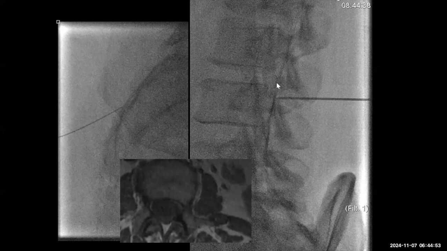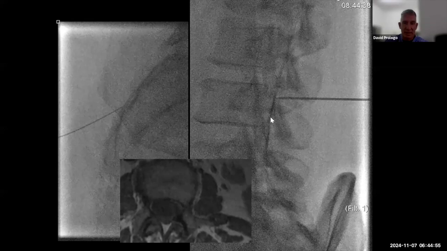This is what it looks like in the steep oblique position. This is an important image. This is contrast in this space going up and down. It's a straight line. It's not contrast that has migrated anteriorly. You haven't pushed your needle into the thecal sac, which we don't want to do.